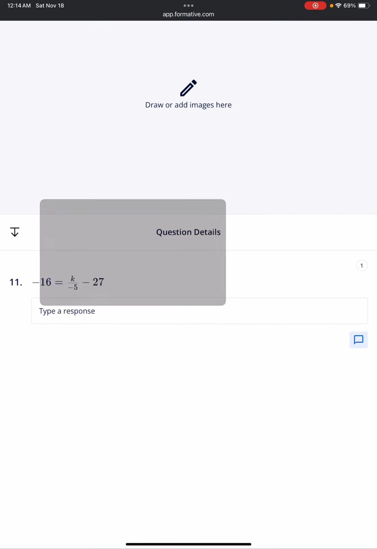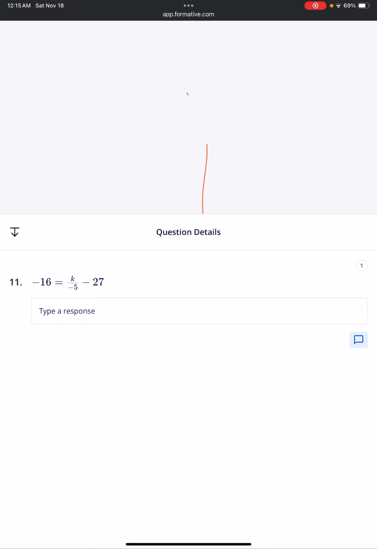Last one, again, try it on your own. Oops. So let me try it. So you have negative 16 equals k over negative 5 minus 27.